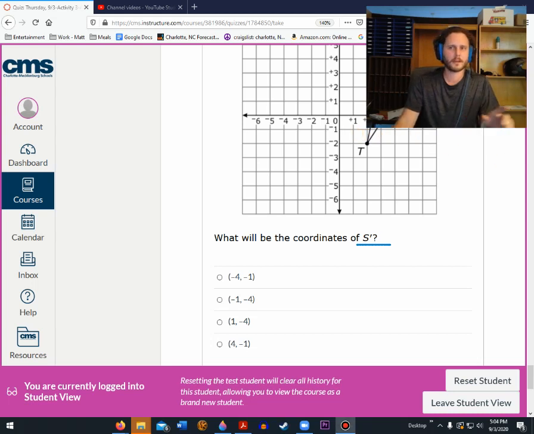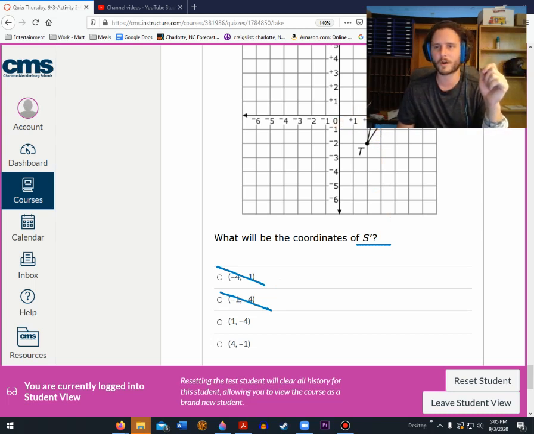So that recording cut out partway through, but again, too lazy, not going to re-record it. S should end up as a positive coordinate first, negative coordinate second, so we know it's not these two. S was supposed to be 4, +1. So 4, +1. My new coordinate is going to be located down here.